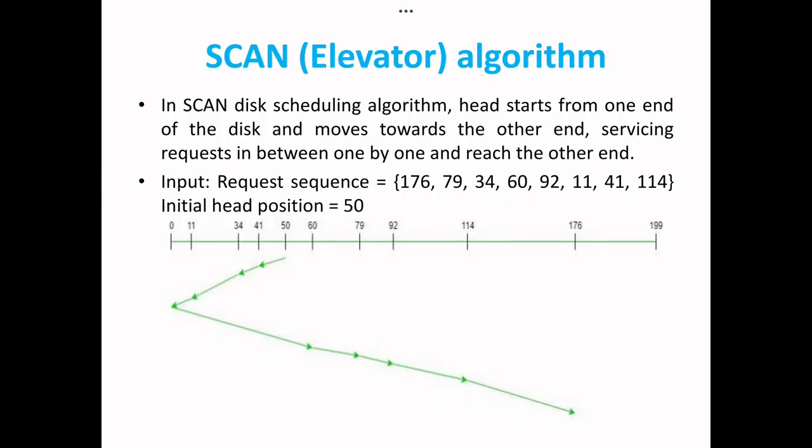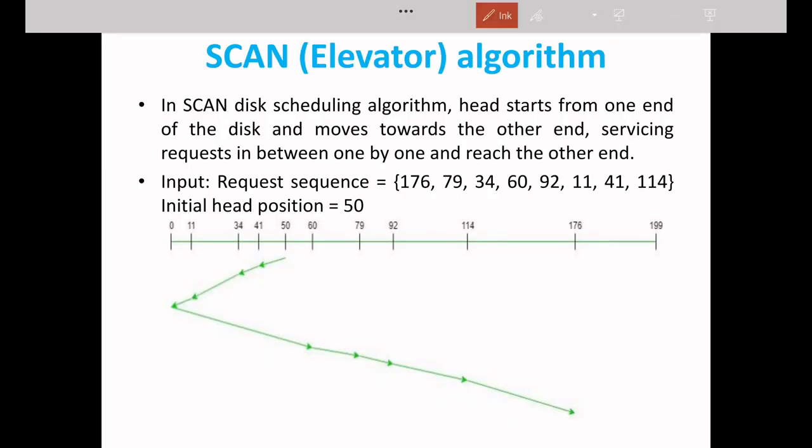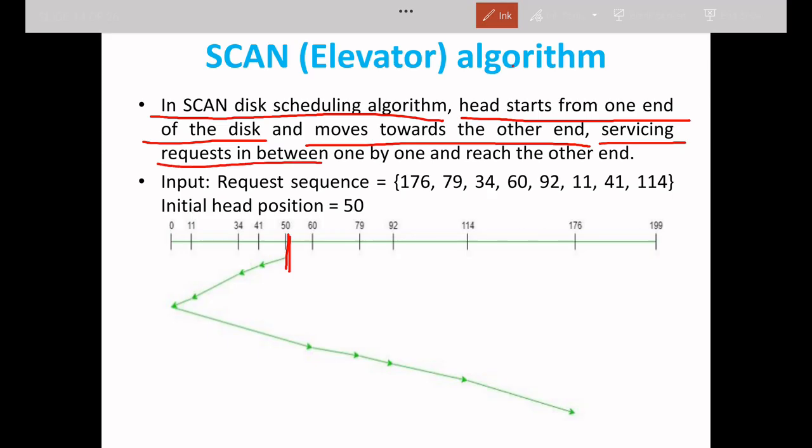Now the next algorithm is SCAN. Scanning means scan everything. Once I start from here, I keep going. You can see what I am doing here; we are taking the previous algorithm. In the SCAN disk scheduling algorithm, the head starts from one end of the disk and moves toward the other end, serving requests in between one by one, and reaches the other end.